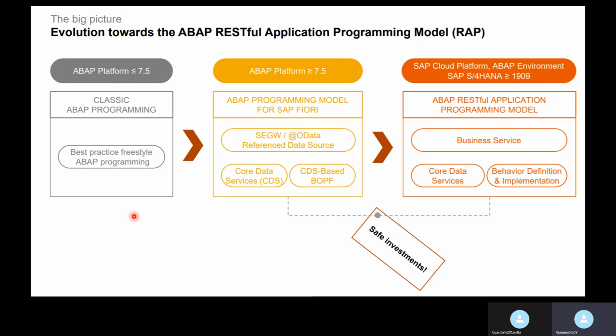But for the future, if you want your customer to have longer retention of your applications: if you're building an application right now and your customer is on 7.5, the ABAP NetWeaver stack 7.5, then the ABAP programming model for SAP Fiori, that is CDS views based, or SCGW, both are supported. You can use both these approaches. These are safe investments in terms of design, and you are good to go.